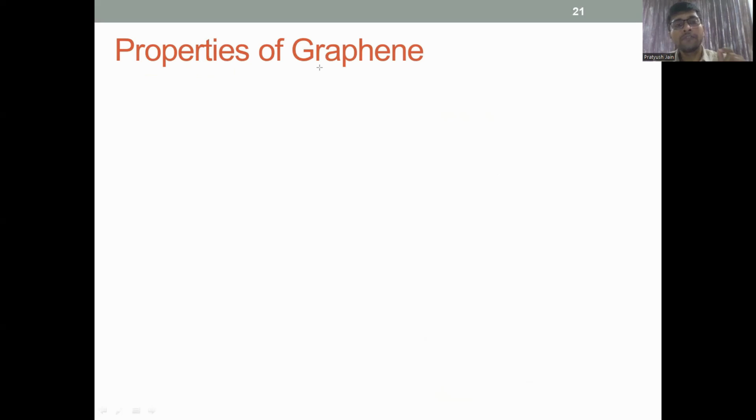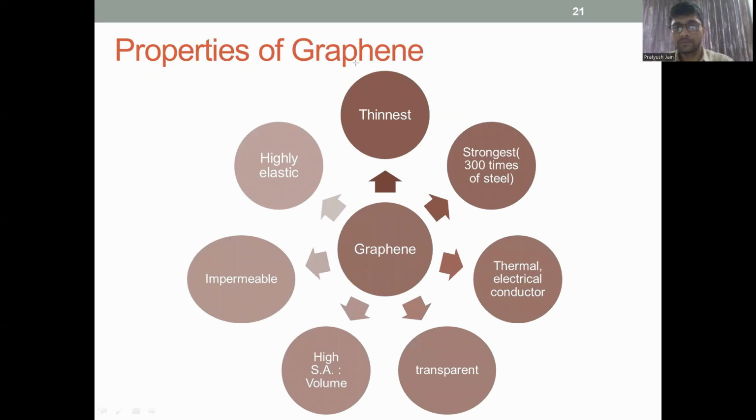Properties of graphene. Graphene is very important because of its properties. Graphene is among the thinnest materials we have created so far. As you know, it is only one carbon atom thick. The diameter of a carbon atom is about 0.14 nanometer, so graphene is only about 0.14 nanometer thin. It is the thinnest material we have ever produced so far.